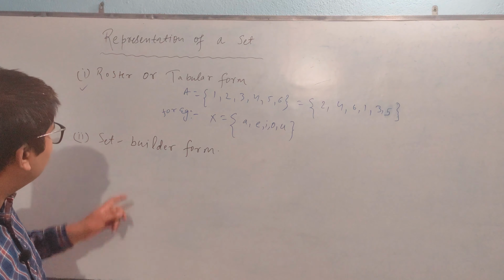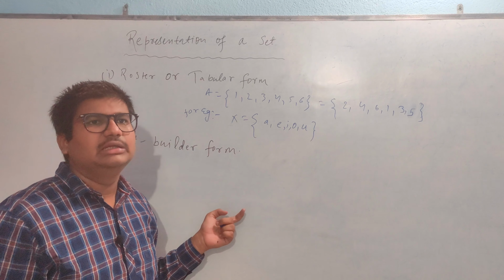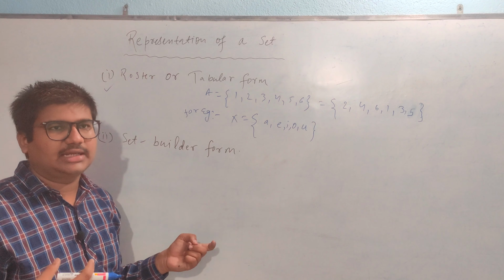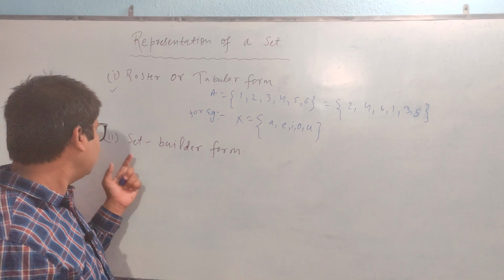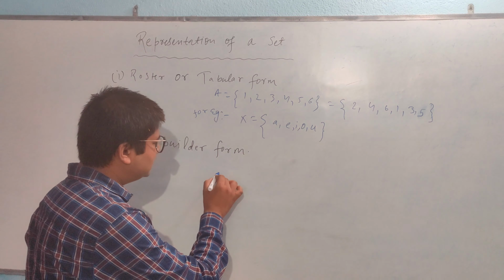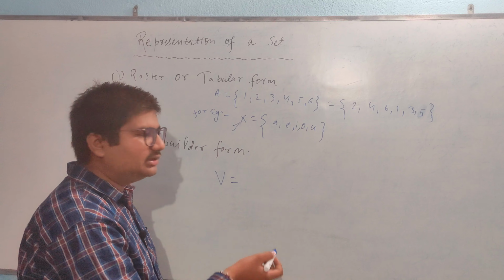The second one is set builder form. In this representation, we actually do not list out the elements exclusively, but we list out the statement or an equation, something like that, and then we would write it in this form. So now we would take an example of set builder form. Let us suppose V is a set. Let me make it bigger. This same set we are going to represent in the set builder form.